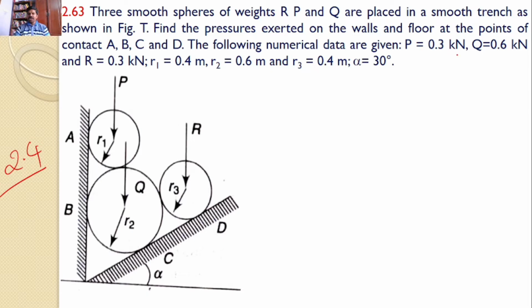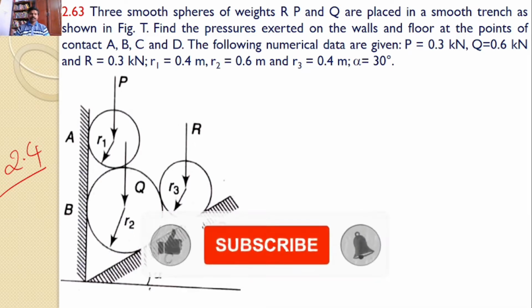P is equal to 0.3 kilonewtons, Q is equal to 0.6 kilonewtons, R is 0.3 kilonewtons, R1 is 0.4 meters, R2 is 0.6 meters, R3 is 0.4 meters, and alpha is equal to 30 degrees. That means three cylinders P, Q, and R are placed in a trough like this. Our interest is to find their reaction forces at A, B, C, and D.